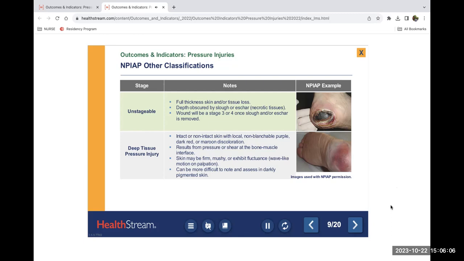The second type of pressure injury not assigned to a specific stage is a deep tissue pressure injury that is not yet ulcerated. It may appear as discolored skin or as a blood-filled blister. These injuries are caused by significant pressure and/or shear forces at the bone-muscle connections, also known as the bone-muscle interface. As in the case of unstageable pressure injuries, the depth of the wound cannot be assessed. These deep tissue injuries may be more difficult to locate and assess on patients with darker skin.